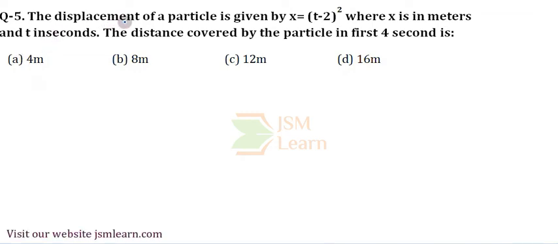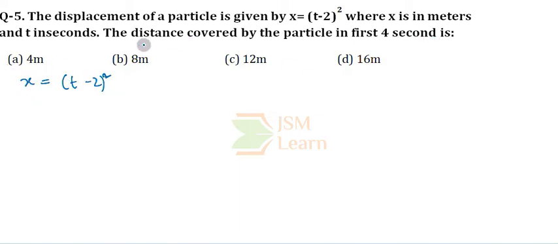In the question, they have discussed the displacement of the particle. They have provided the displacement x of the particle at t seconds. So if you want to find the displacement of the particle at a particular time, like t equals 1 second or t equals 2 seconds, you put in that value of t, and you will get the displacement of the particle at that particular instant.